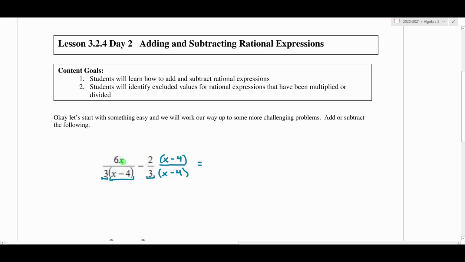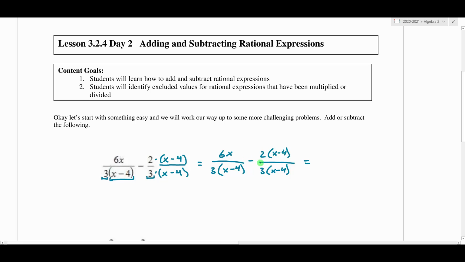So I'm going to write this out. We didn't do anything to the first fraction, so I'm just going to write that down the way I see it. So I've got 6x over 3 times x minus 4, minus, and then over here we're going to do 2 times x minus 4 over 3 times x minus 4. I know it doesn't look a whole lot different, but all we did there was multiply. Now when I look at my two fractions and at the denominators, they are exactly the same. So now I can perform my operation.